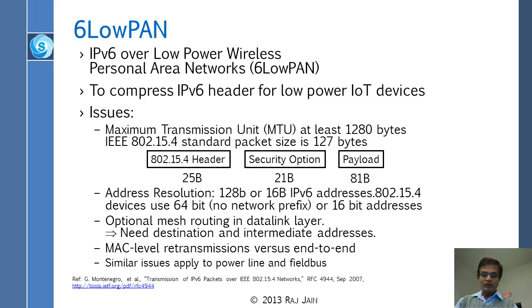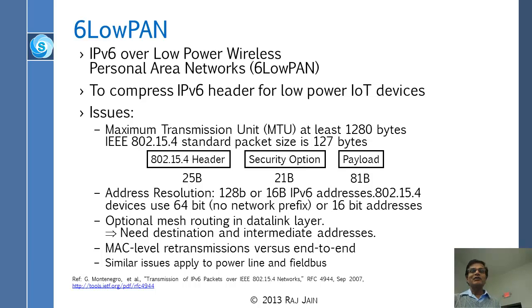And out of that 127, you could really use only 81 bytes. Or maybe 81 plus 21 bytes if you wanted to be insecure. So basically 25 bytes of header, plus an optional security option of 21 bytes, and then you are left with 81 bytes. So there's not much space.